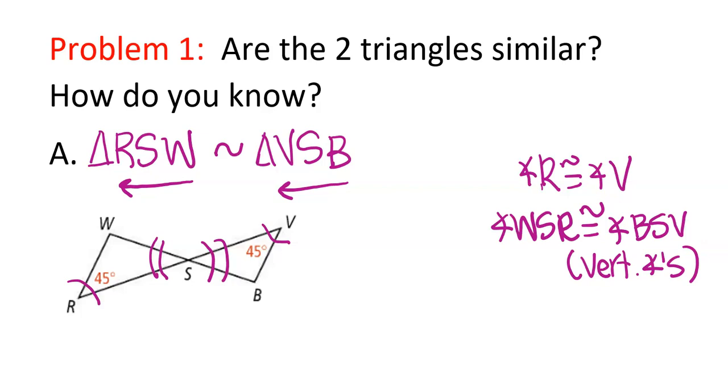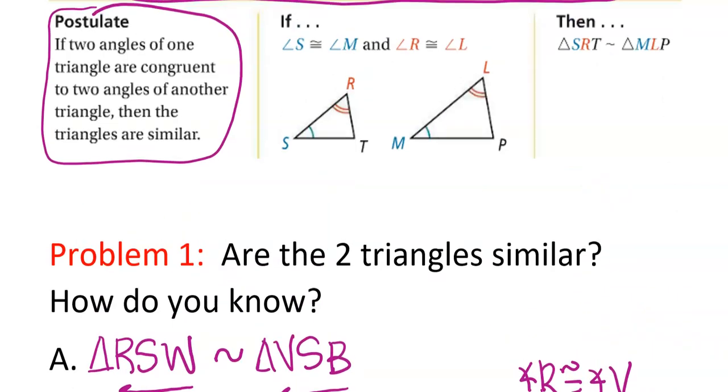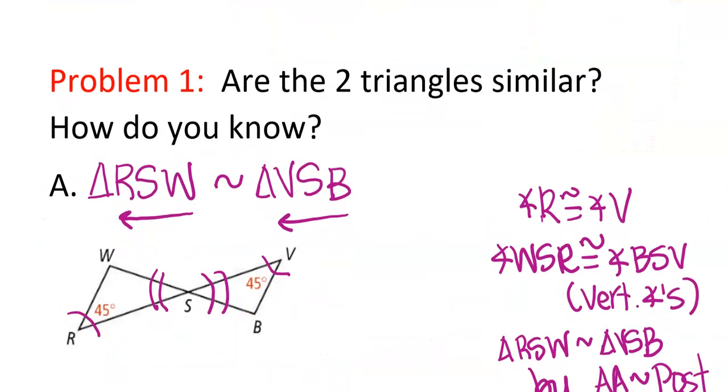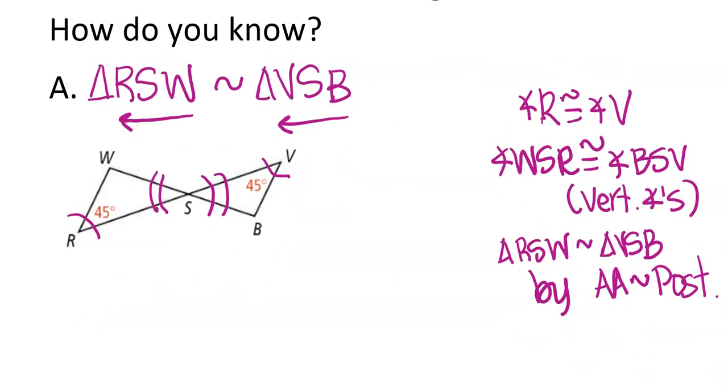So we're going to say triangle RSW is similar to triangle VSB by angle similarity postulate. That's it. So show the two angles that are the same and say that they're the same using, I would probably just get used to using the AA similarity postulate instead of the postulate number. So this one does work.